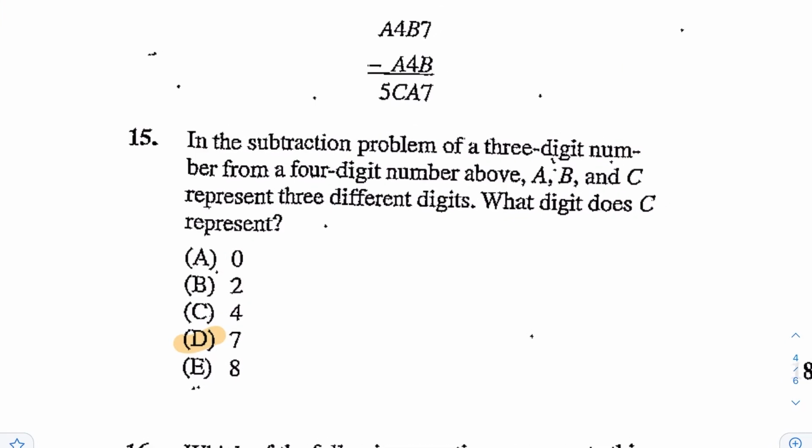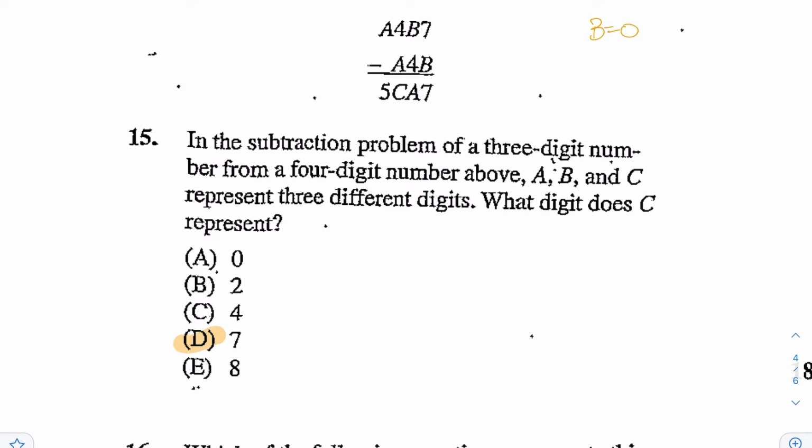Next, for number 15, in the subtraction problem above, of a 3-digit number from a 4-digit number, ABC represents 3 different digits. What digit does C represent? So here you just have to guess and check. So if you look at the ones place, you have 7 minus b is equal to 7. So here b has to be equal to 0.